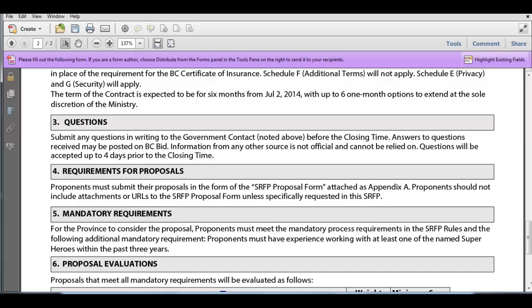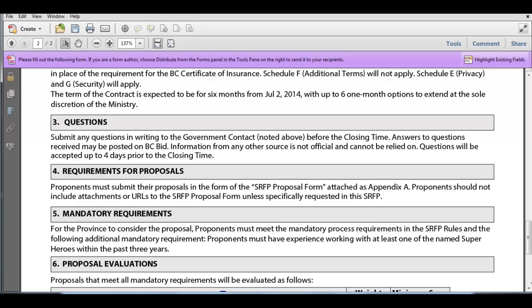So moving on then to Section 4, Requirements for Proposals, and this is something that you're going to see in every single SRFP. And that says that proponents must submit their proposals in the form of the SRFP proposal form attached as Appendix A. Critically important. This means you must use the Appendix A, and the next video is going to talk how to fill one of those out.